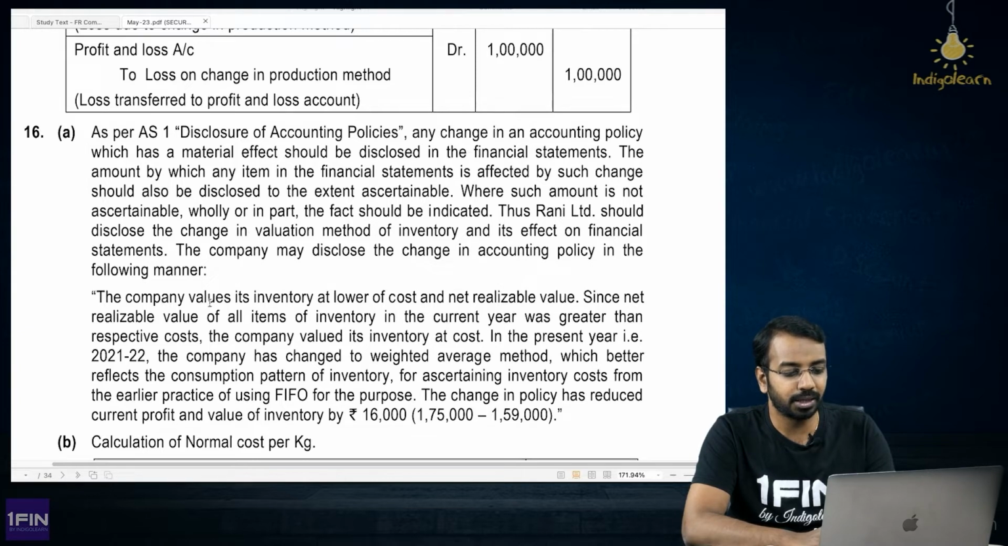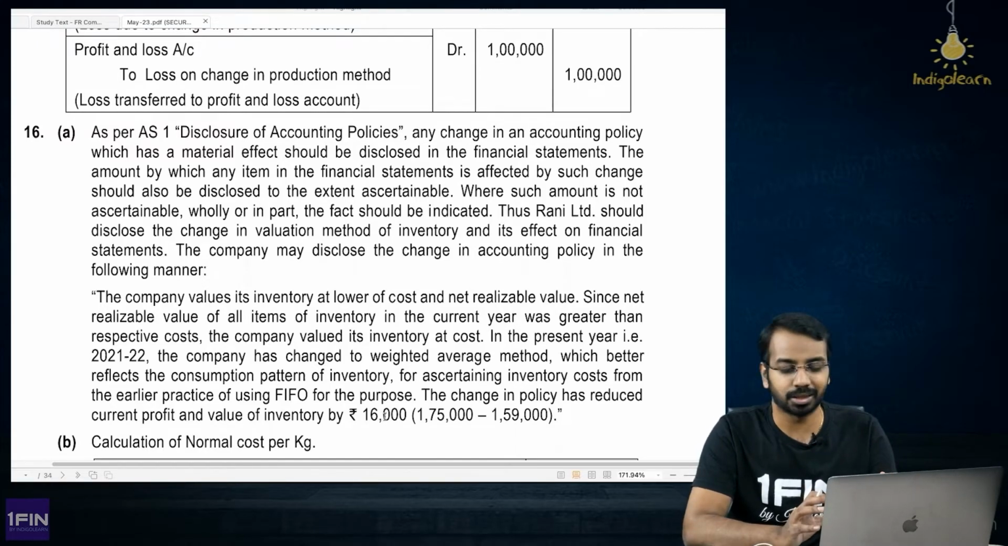So, the company values its inventory at lower of cost and net realizable value. Since net realizable value of all items of inventory in the current year was greater than the cost, the company valued its inventory at cost. In the present year, the company has changed to the weighted average method, which better reflects the consumption pattern of the inventory. For ascertaining the inventory cost, from the earlier practice of FIFO, the change in the policy has reduced the current profit and value of inventory by 16,000.